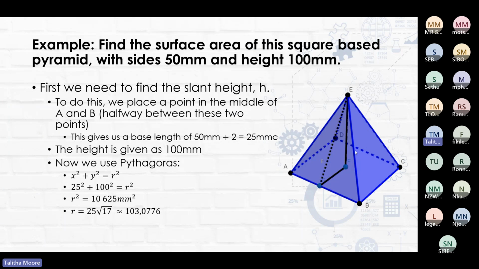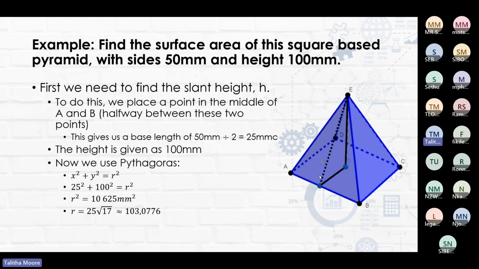So let's find the surface area of this square-based pyramid with sides 50 millimeters long and a height of 100 millimeters. So the first thing we need to do is to find the slant height h over here, and what that slant height gives us is a way to find the area of this triangle. So we place a point in the middle of A and B, and the midpoint of 50 millimeters is 25 millimeters, which is there. So we now know that this length here, GF, is 25 millimeters.